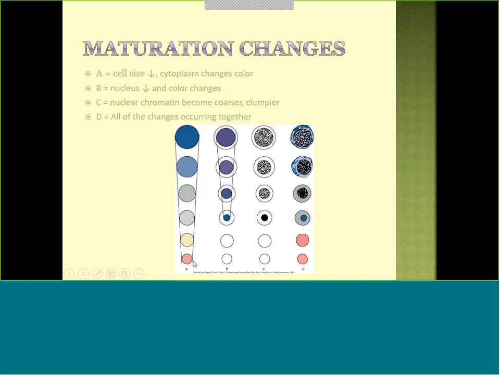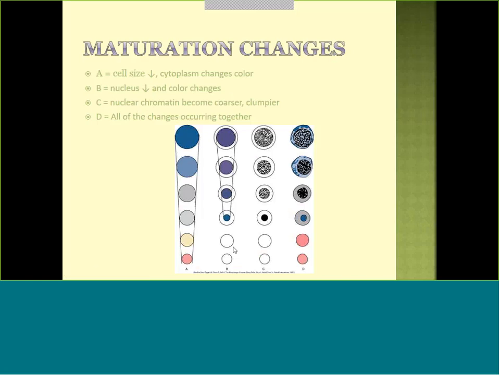So letter A column is showing you how the cell size and the cytoplasm color changes as it matures. You can see it starts out big, gets much smaller, and then finally turns into that pink color at the bottom. Letter B is showing you the nucleus, how that decreases in size, and then finally we lose the nucleus because your mature red cells have no nucleus.